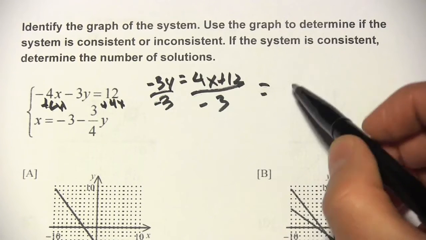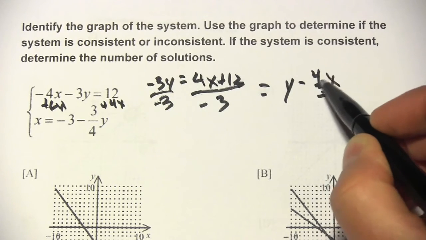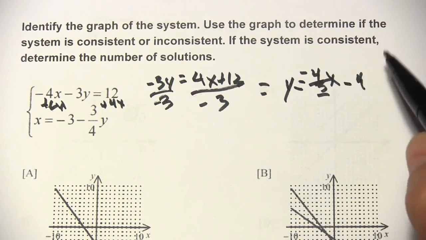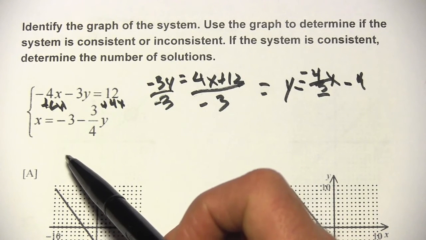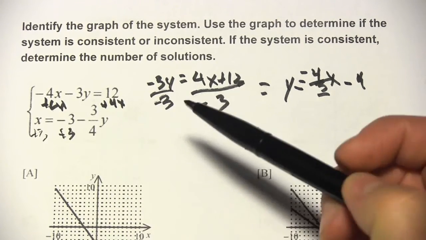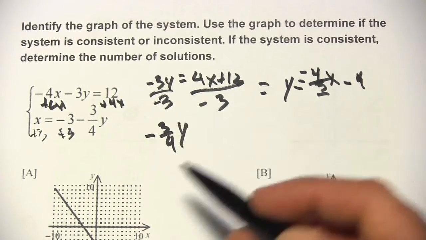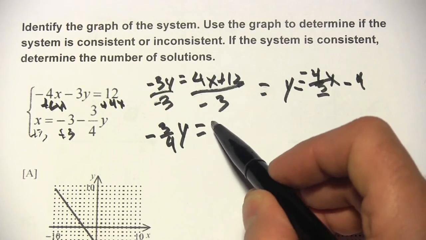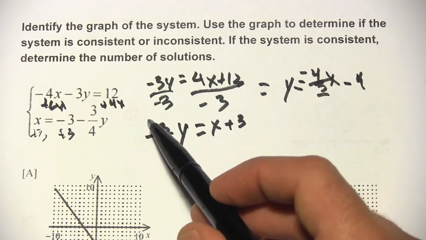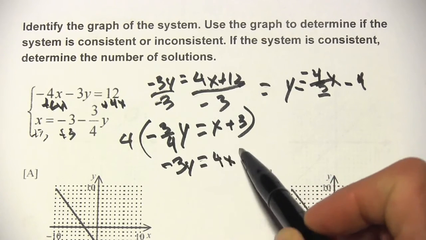And we're going to end up here with y equals negative 4/3 x minus 4. And on this one, let's see, let's add 3 to both sides. So on one side, I'm going to get x plus 3. On the other side, I'm going to get negative 3/4 y. I'll write it backwards from the way it started there, just because I want the y on the left. And this is going to be x plus 3. And then to get rid of this fraction, I can multiply both sides by 4 first. So that's just going to leave a negative 3y over here, a 4x, and a plus 12.